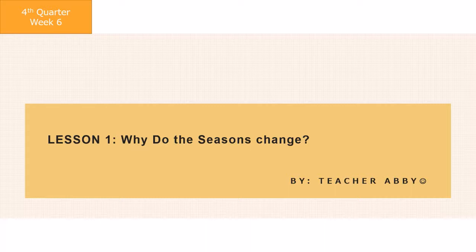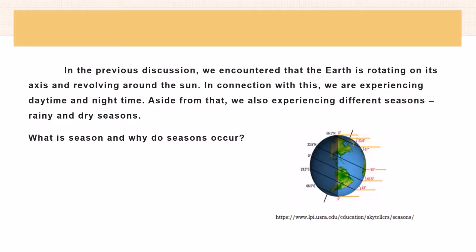Our lesson for today is about why do seasons change? In the previous discussion, we encountered that the Earth is rotating on its axis and revolving around the Sun. In connection with this, we are experiencing daytime and nighttime. Aside from that, we are also experiencing different seasons, rainy and dry seasons. What is a season and why do seasons occur?